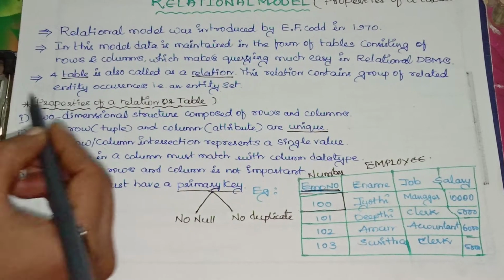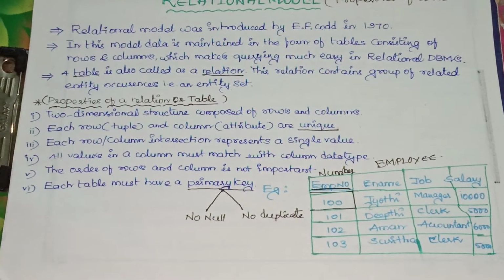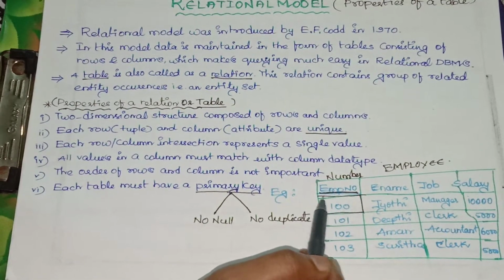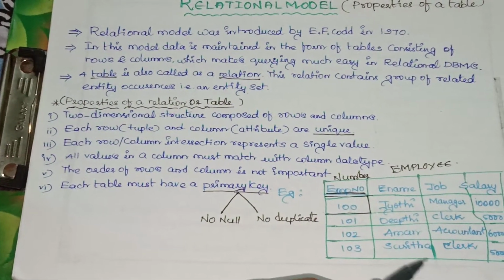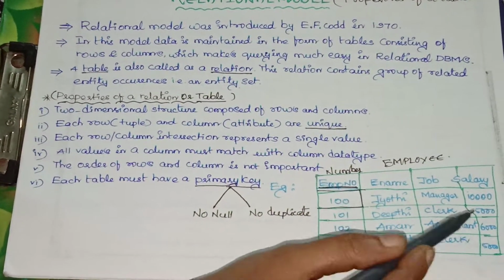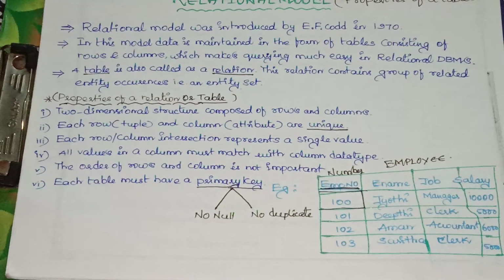First, number one, it is a two-dimensional structure composed of rows and columns. As we discussed, every table is a two-dimensional structure. Two dimensions means one is horizontal and the other is vertical. The horizontal ones are called rows, and the vertical ones are called columns. And each row and column is unique.